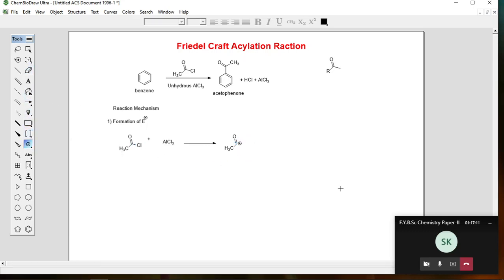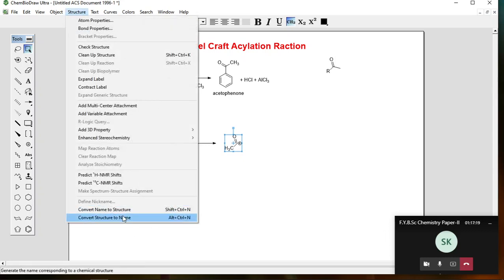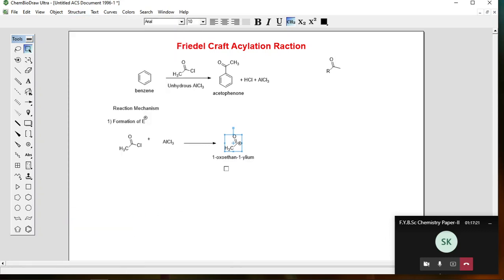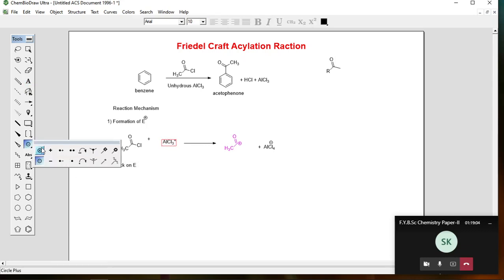Your carbon has a positive charge, and this molecule is called the acylium ion. Its scientific name is 1-oxoethane-1-ylium. So you simply call it an acylium ion, plus AlCl4 minus.